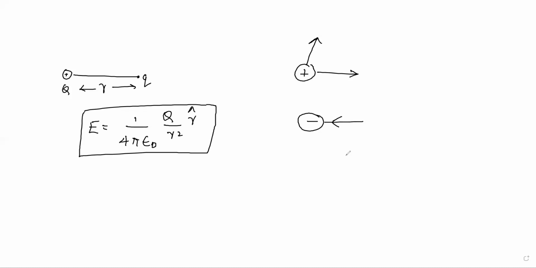Now let us consider an electric charge Q. Let this charge be a positive charge. If we consider this as a positive charge, then the electric field will be radially outward, right? The electric field will be radially outward.